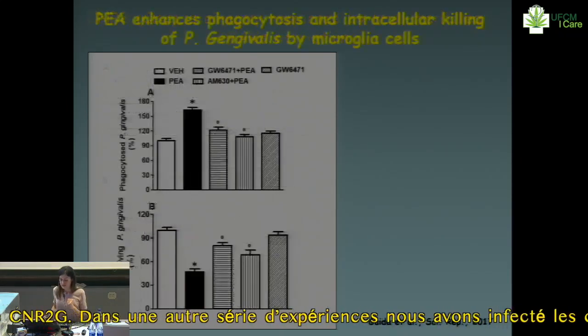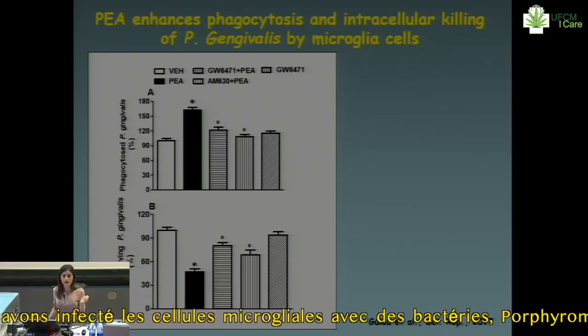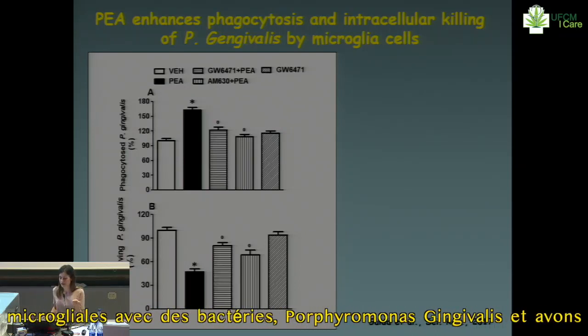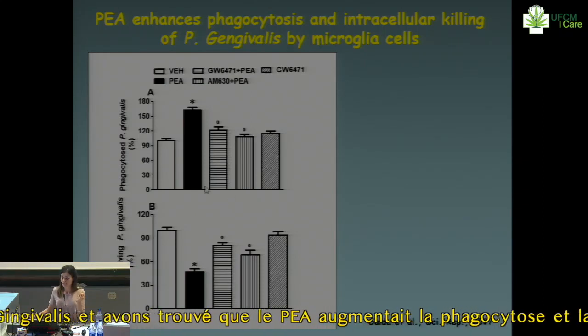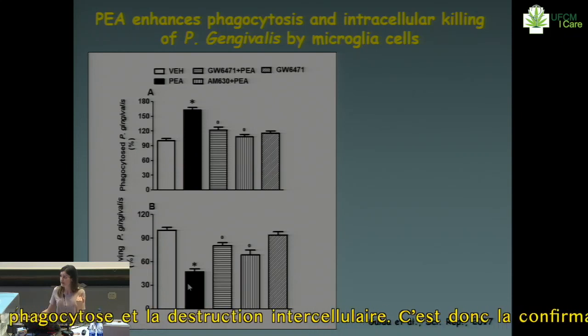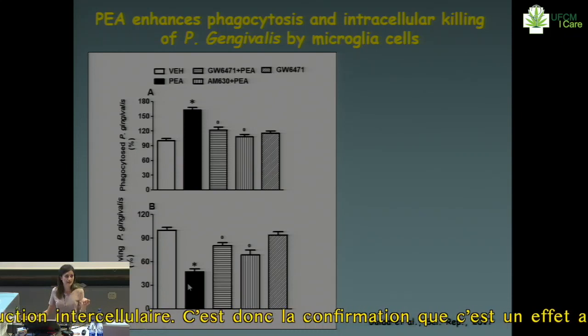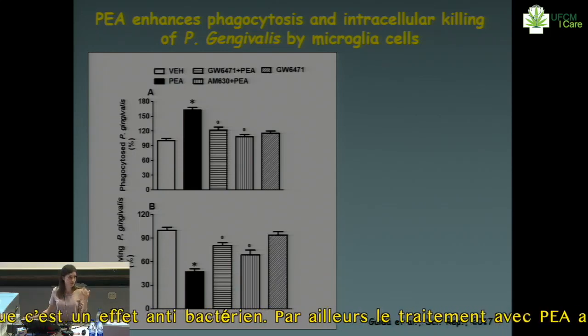One more thing was that, in another set of experiments, we infected microglia with bacteria, Porphyromonas gingivalis, and we found that PEA increased the phagocytosis and intracellular killing, confirming another effect, an antibacterial effect.